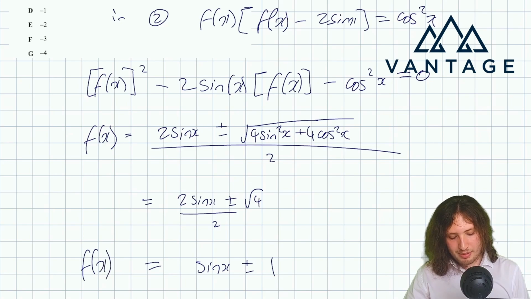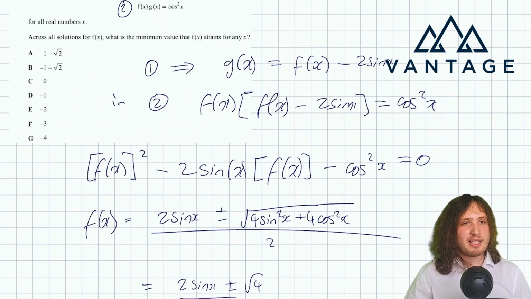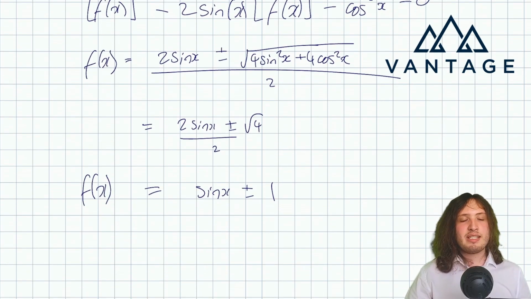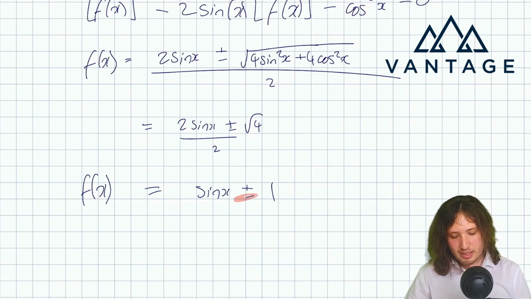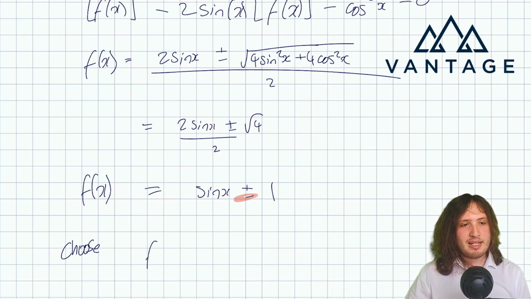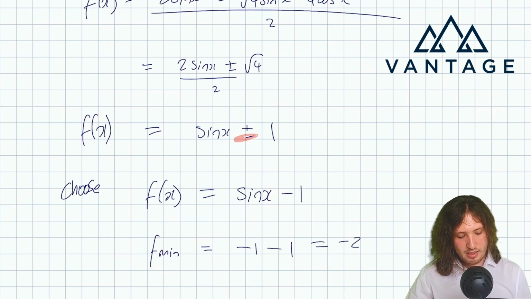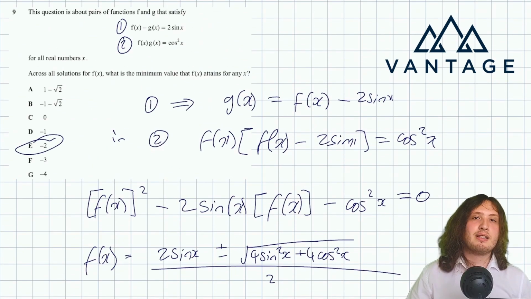So there are 2 possible expressions for f which work. That's not surprising, because the question says across all solutions, implying there's more than 1. But if I'm looking for the minimum value that any possible value of f can take, I'll clearly do better by taking the minus root. That gives me sine of x minus 1. Because sine varies from minus 1 to 1, the smallest this is going to be, let's call it f min, is when sine of x is minus 1. So that's minus 1 minus 1, which is minus 2. So the correct answer is E.